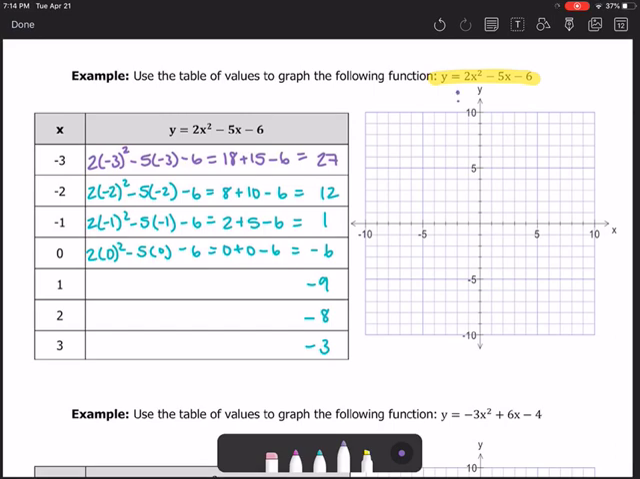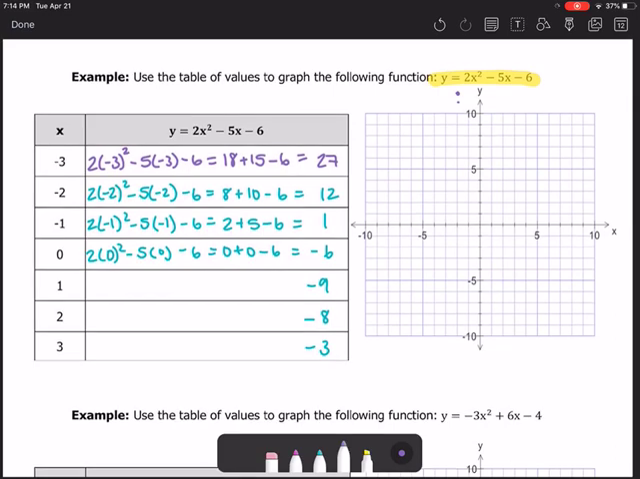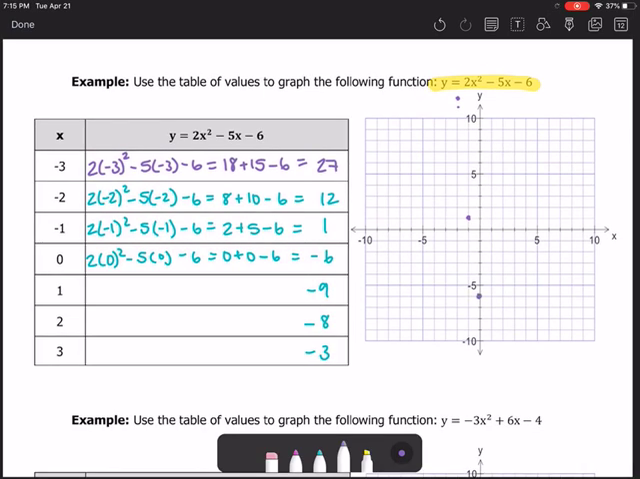Oh, so nice. Okay, -1, 1. So we're going to get a point-ish around there. Not ish, exactly. Then we're going to get the point 0, 6. So here we go. 1, -9. 2, -8. And 3, -3.